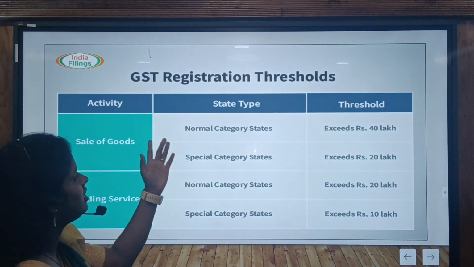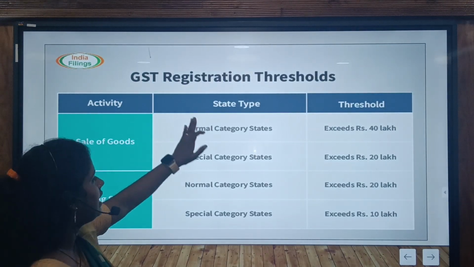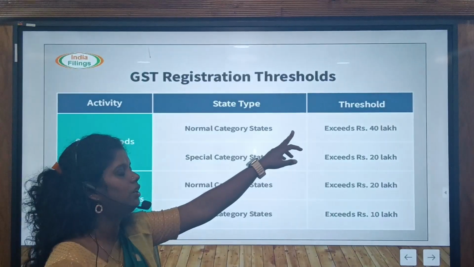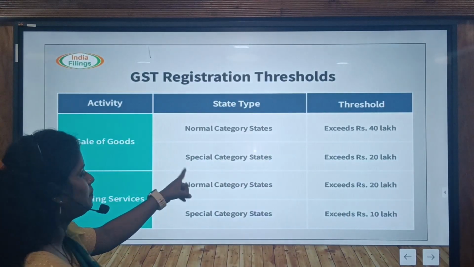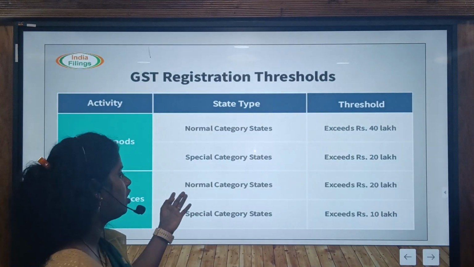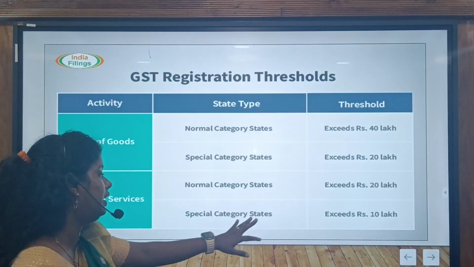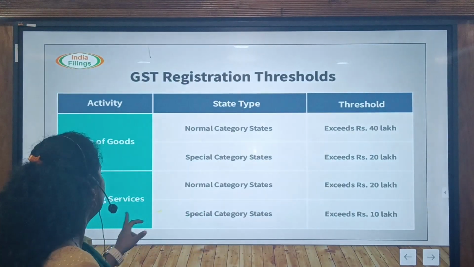So, the GST registration threshold. The activity is sale of goods. State type will be normal category states and special category states. Threshold limits will be 40 lakhs for the sale of goods in normal category states, and 20 lakhs for special category states. And for providing services, for the normal category it is going to be 20 lakh, when it exceeds 20 lakh, and for special category states it will be more than 10 lakhs.